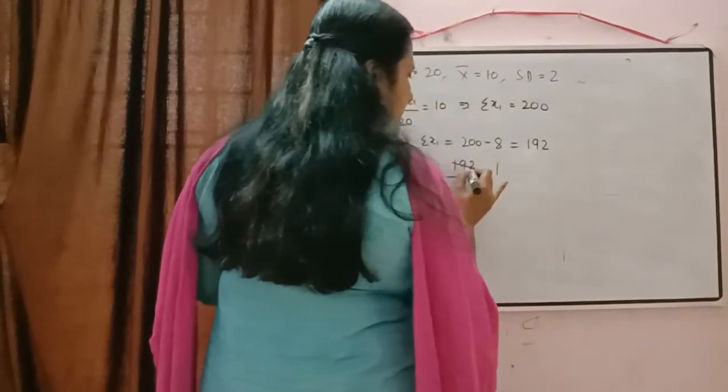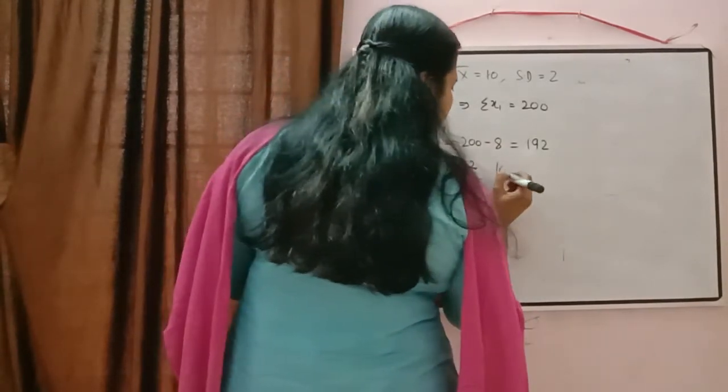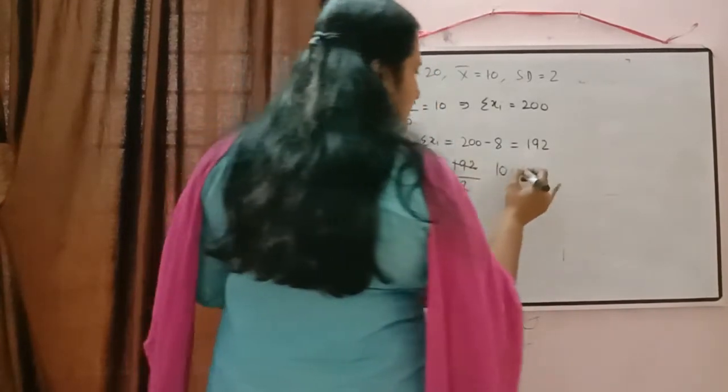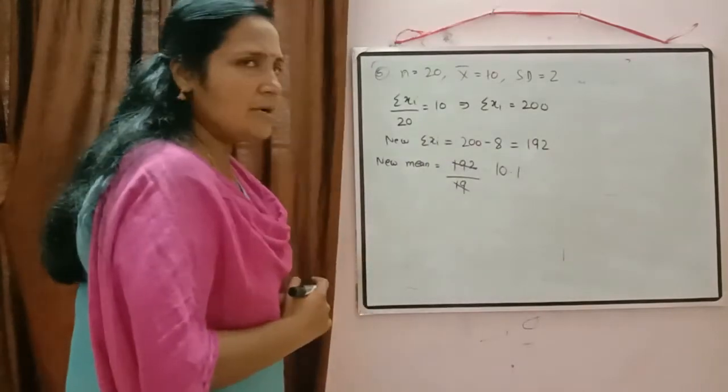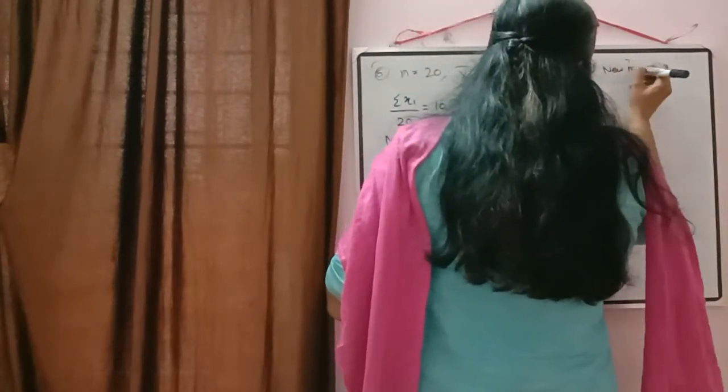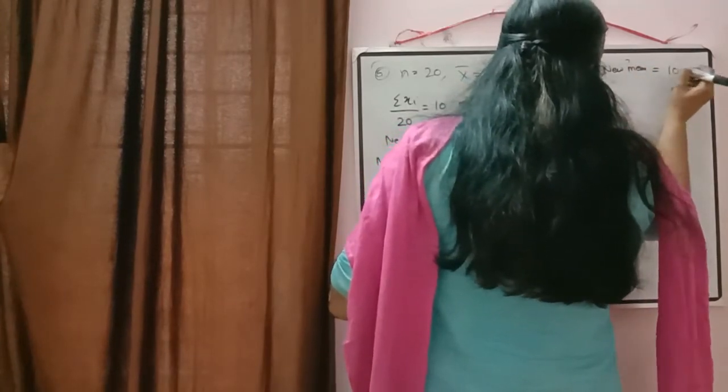19 ones are 19. We'll put 2. 2 is smaller than 19. Then we will put a 0 there after the decimal sign. Then 20 will come. So approximately it will be equal to 10.1. So here we can write down: we got the new mean is equal to 10.1.